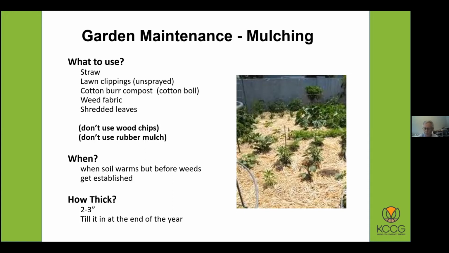Again, you can also use the weed fabric. We'll talk about that in a minute. Some people will also use shredded leaves. If they're not shredded, sometimes leaves will blow away, but shredded leaves can make a nice mulch too.